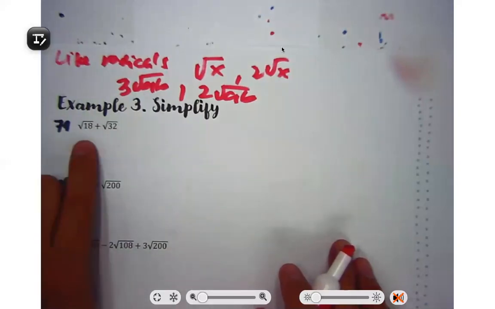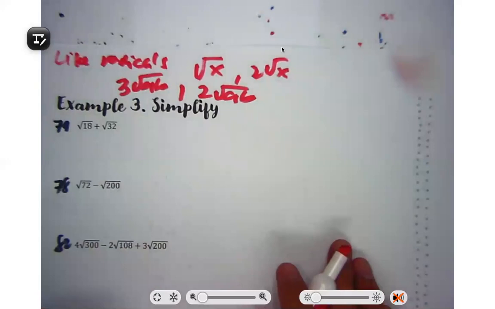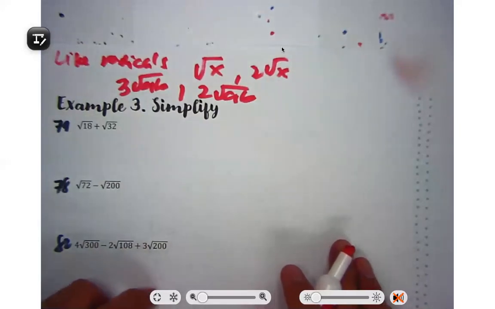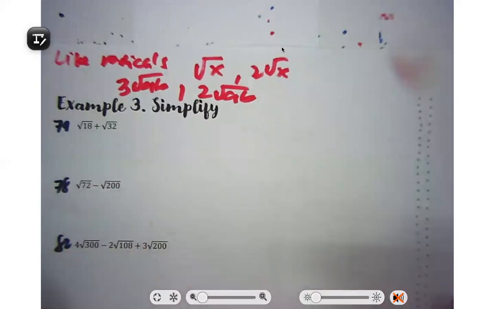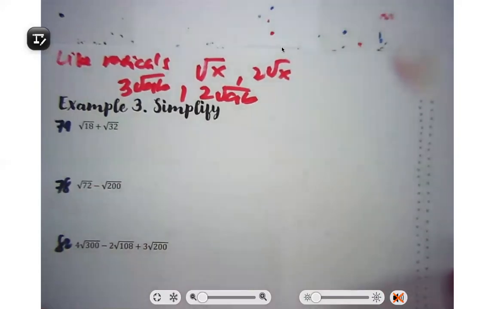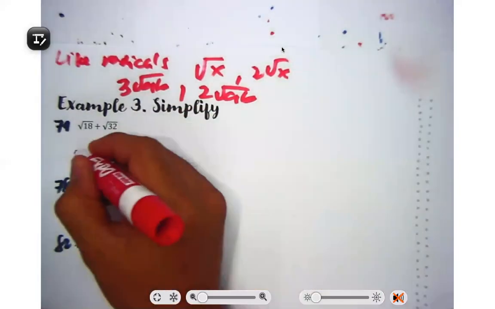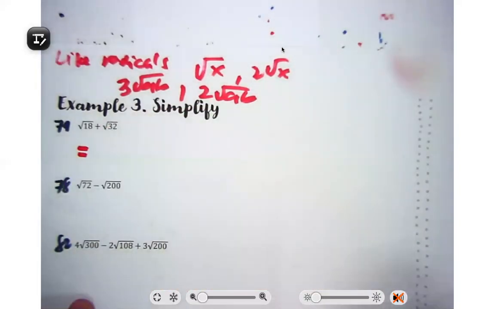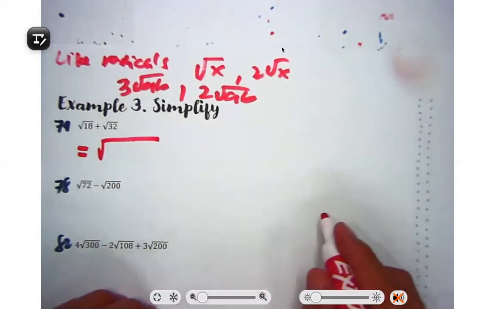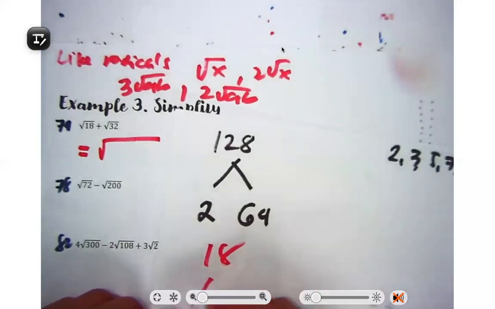And so if you have a square root of 18 plus square root of 32, you cannot combine this, right? You cannot add because 18 and 32 are different. So you have to simplify each of these radicals in order to combine the two. We start by factoring 18. 18 is not a big number. What are the factors of 18?